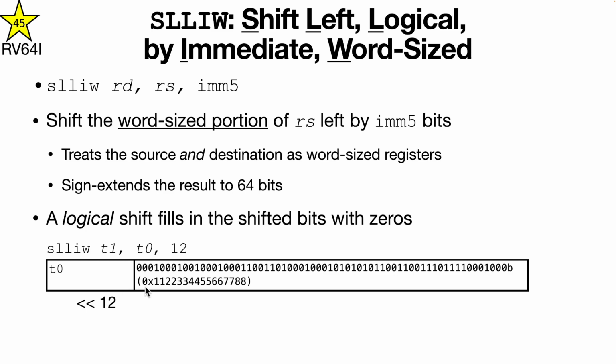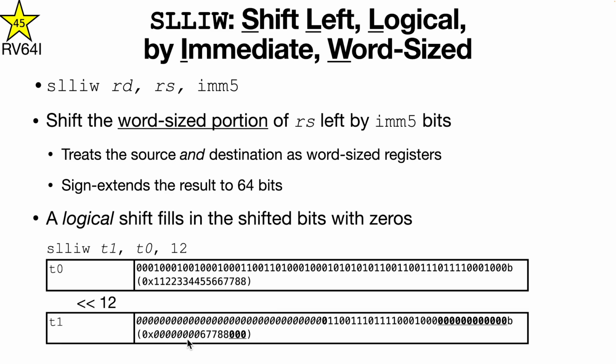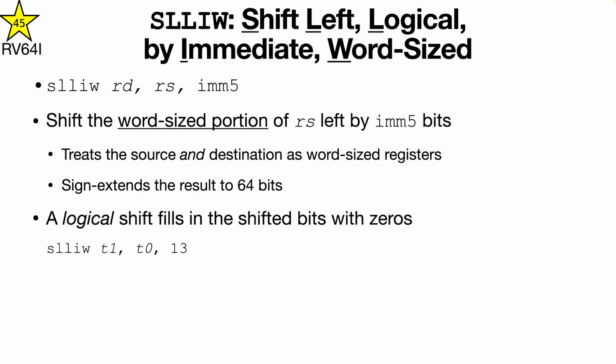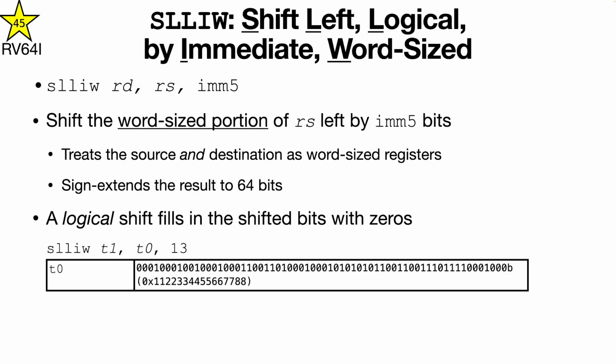So if we shift it over by hard-coded 12, then we're going to get 0, 6, 7, 7, 8, 8, and 3 zeros. So shifted by 12, and ultimately sign extended, same as before with the SLLW. One more example for good measure, showing that sign extension in action.